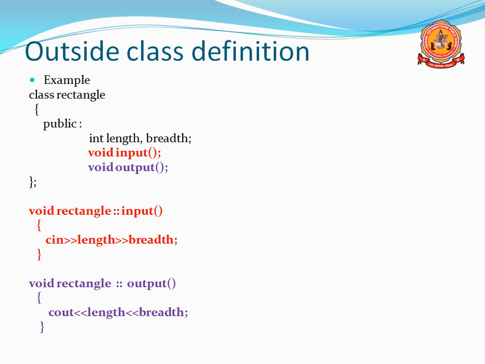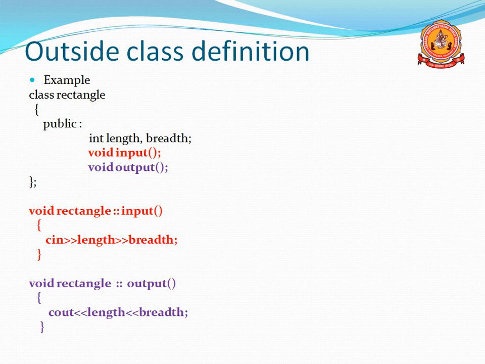Next is an example of defining functions outside the class definition. When you declare the function and define it outside the class, see, the class is closed. First, class rectangle, open flower bracket, public, int length and breadth, 2 data members. Then 2 functions are declared: function declarations, void input and void output. 2 functions are declared inside. Then in the next line we close the flower bracket with a semicolon, so the class definition is closed.